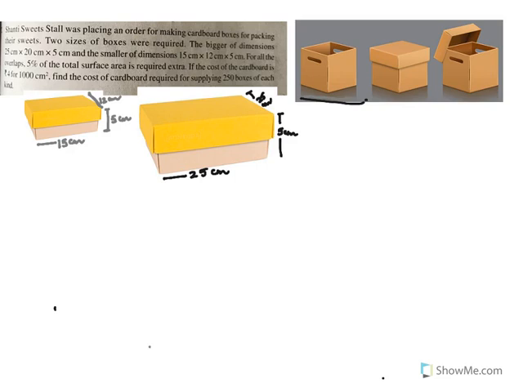Now, to make a cardboard box, as we have seen, there is a cardboard box and there is a lid on the top. To make a cardboard box, you require TSA, which is 2(length × breadth + breadth × height + length × height). But here they mention something else, called overlap. 5% is required for overlap. Now what do you mean by overlap?